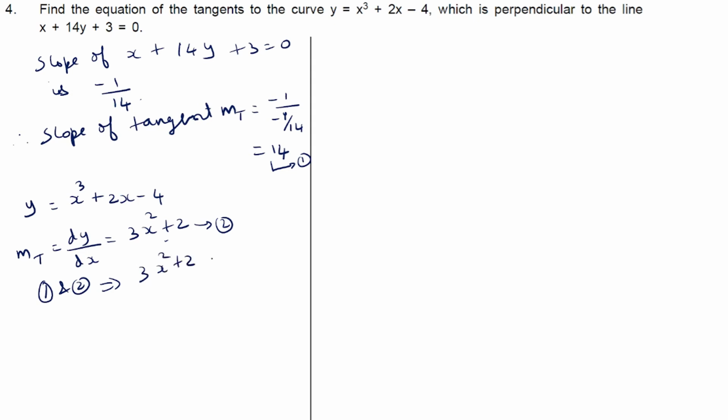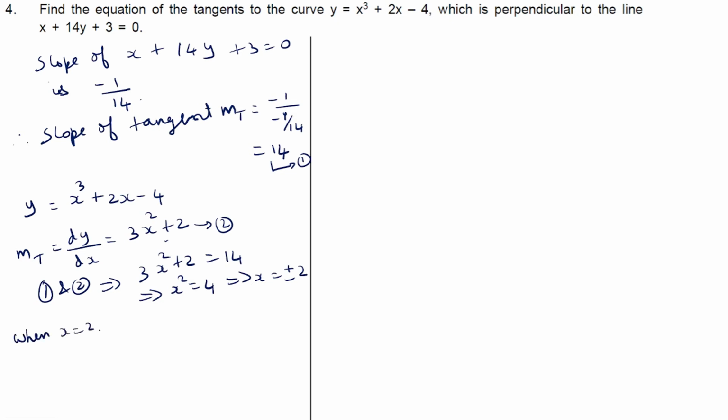3x square plus 2 equal to 14, or we have 3x square equal to 12, x square equal to 4. Square equal to 4 implies x is equal to plus or minus 2. Now we can find the points. Now we know the x coordinates, x is 2 and minus 2. So from this curve we can find the y coordinates.